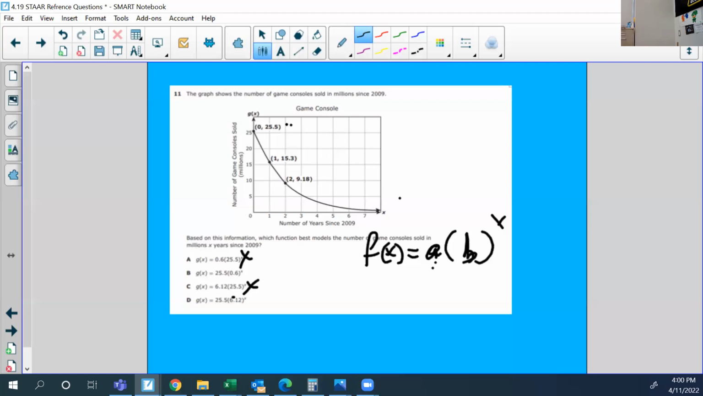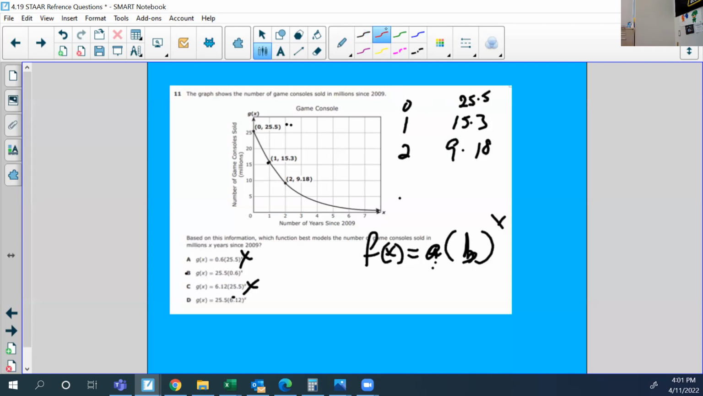So we have two answers. We're looking at B and D. So how do you know which one is which one? Well, there's two ways you can do this. So let's look at the coordinates. We have x and y. So we have, for this point right here, it is 1, 15.3, and the other one is 2, 9.18. And in fact, I can squeeze in the top one, which is 0, 25.5. I didn't mean to leave that out.